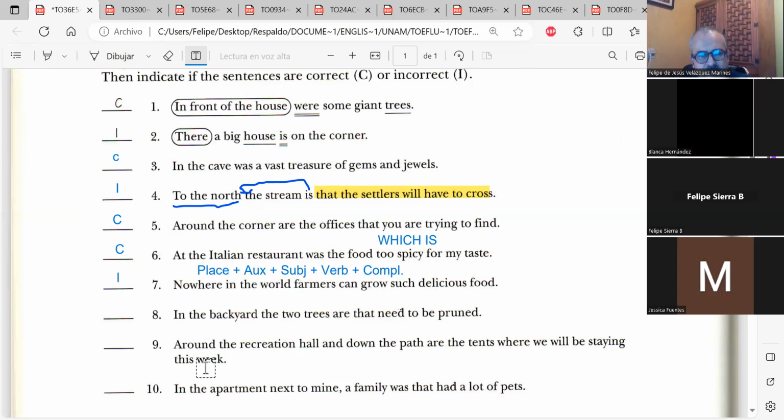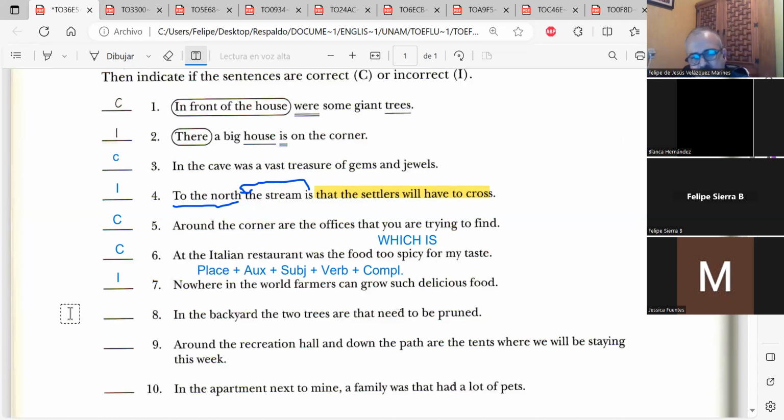I was wondering, in number 6, isn't it correct to say at the Italian restaurant the food was too spicy for my taste? Yes, but if you say that, you have to say at the Italian restaurant, comma, to break the subject-verb inversion.